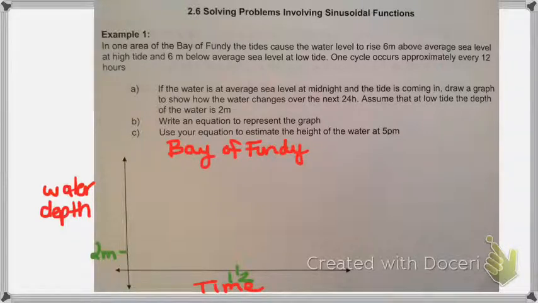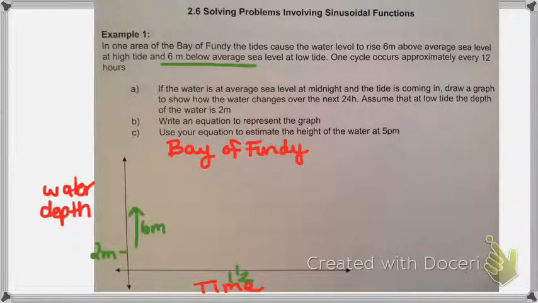Now, we also are told that the tide moves so that the water level goes above and below average by 6 meters. Now that is stated up here. 6 meters below average sea level at low tide and 6 meters above the average sea level at high tide. So here's what we're going to do. Take your pencil and I want you to draw an arrow up to show 6 meters up from 2.